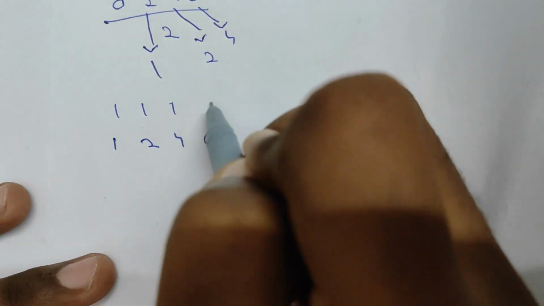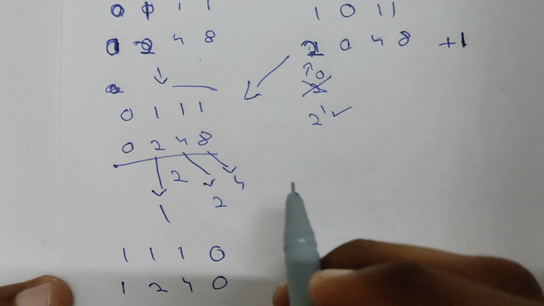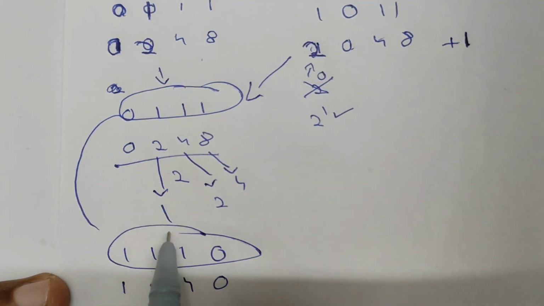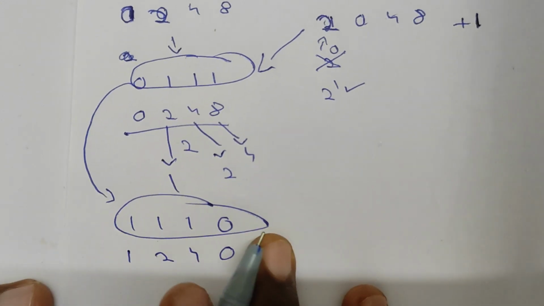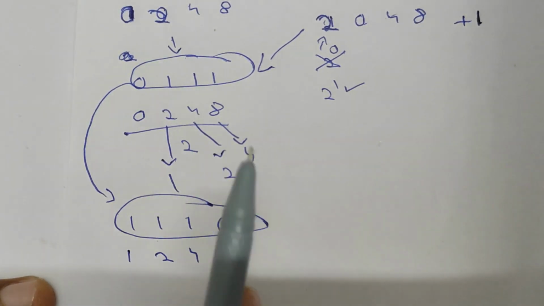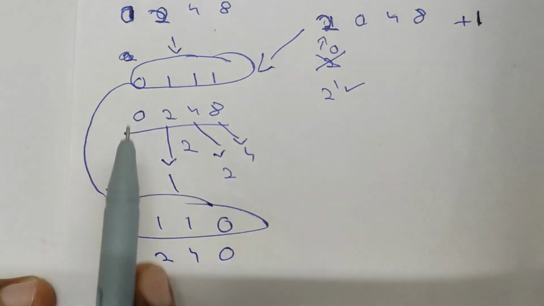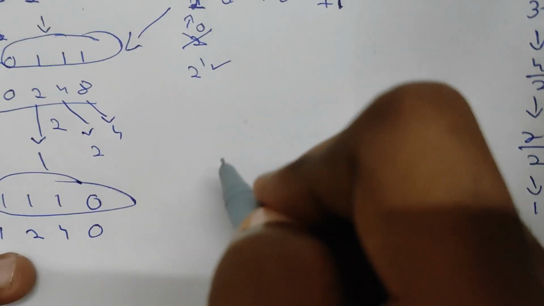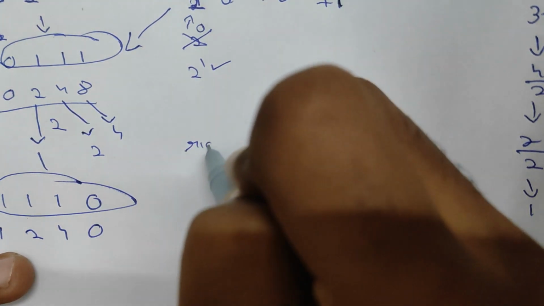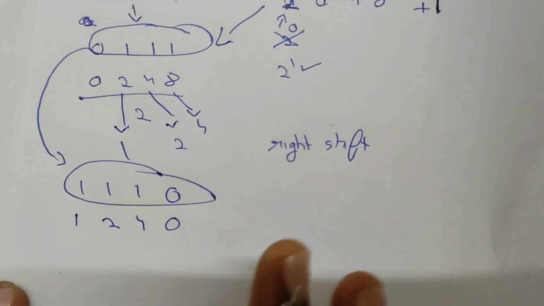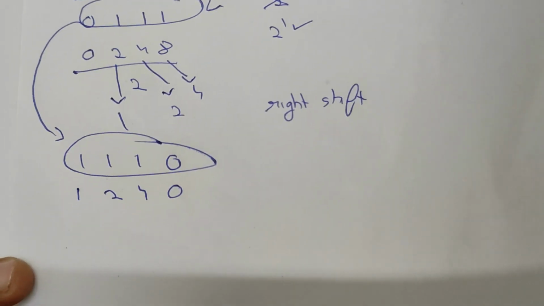1, 2, 4, 0 1 1 1 0. So this value gets converted to this value. So what's basically happening is that every set bit is getting shifted to the right. Okay, right shift, we can say right shift. Every set bit is getting shifted to the right by 1 bit. That's what happens when we divide by 2.